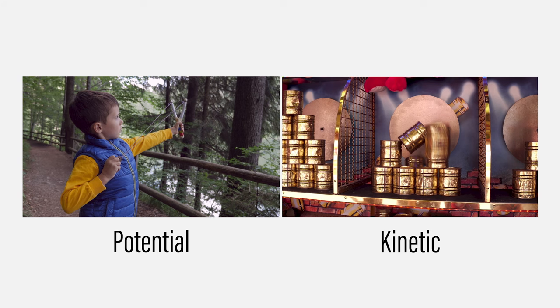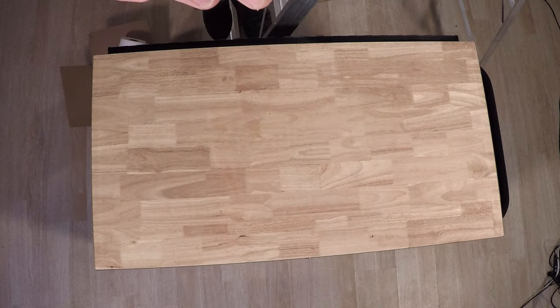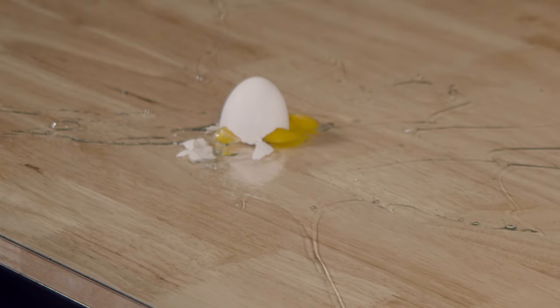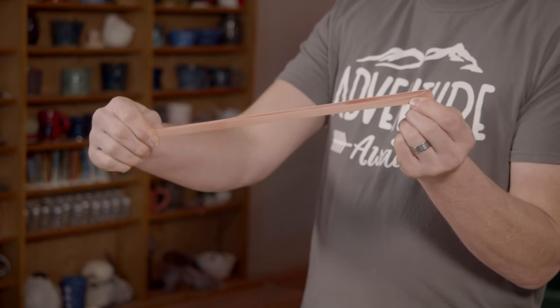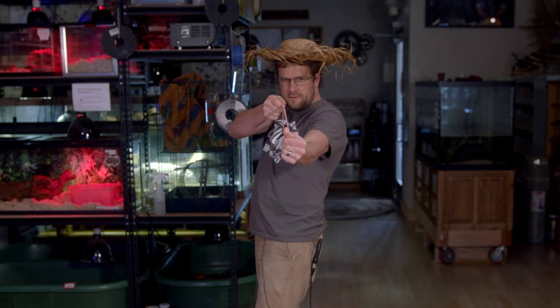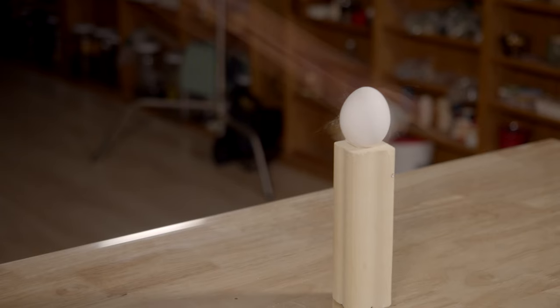So let's review potential and kinetic energy. When we talk about things like the egg drop, that egg at the beginning of our show had potential energy based on its position and its mass. And when it was released and moving, performing work, it became kinetic energy. Then the rubber band. When I pulled that rubber band back, it had potential energy added to it. And when it was released and moving and knocking the egg off the pedestal, that was kinetic energy.